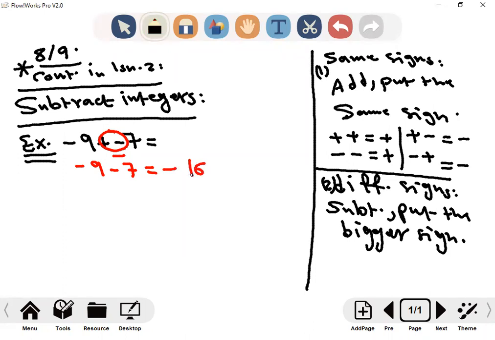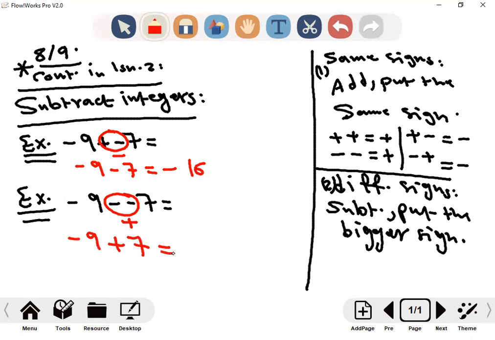Another example: -9 minus 7. See, both integers are the same, but I changed one of the signs, right? Now here we have two negatives following each other. We replace them with positive. This will be -9 plus 7, right? Here we have different signs, so I'll follow the second formula: if we have different signs, subtract and put the bigger sign. So here we subtract 2, and the bigger sign is clear.